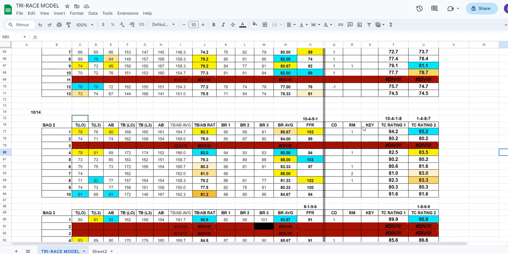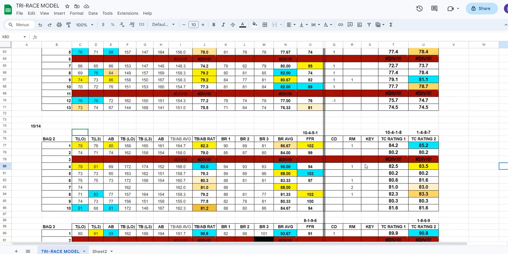I cut down the qualitative factors to just class droppers, race moves, and next out winners or key races. And then we have our TC ratings. TC rating 1 is not taking into account qualitative points, and TC2 is taking in consideration the qualitative points. And here's what we have.